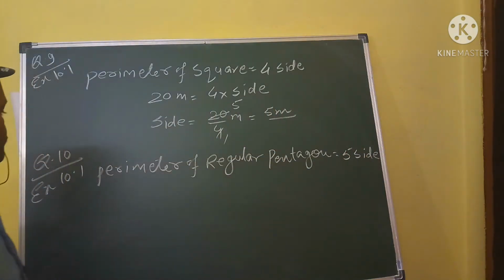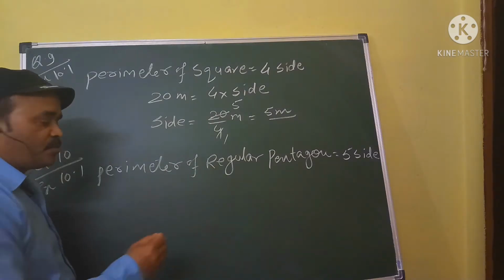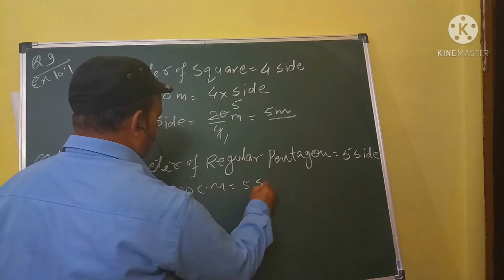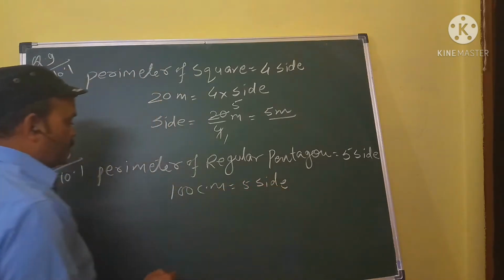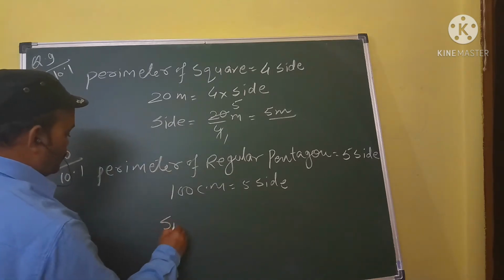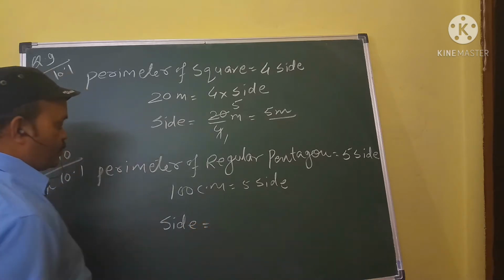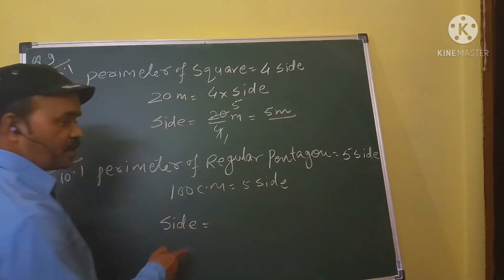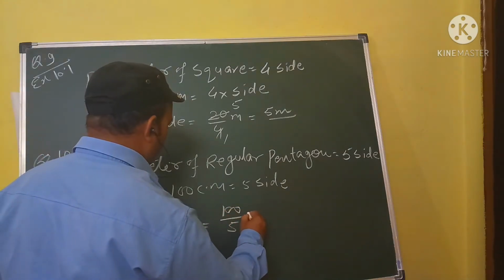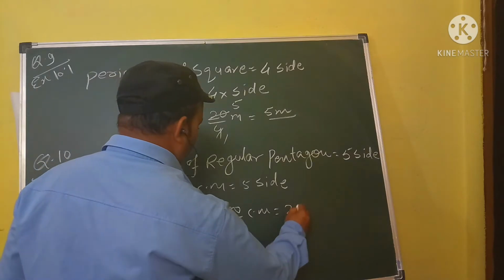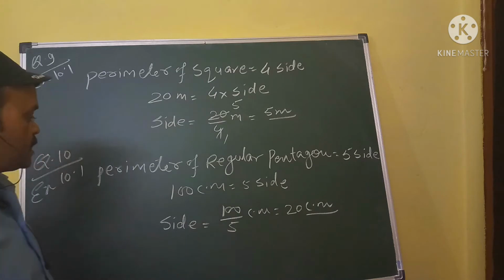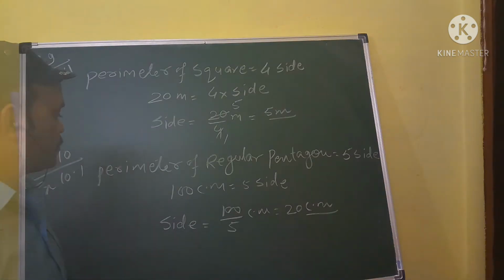Now in this question, the perimeter of the regular pentagon is 100 centimeter, and 100 centimeter is equal to 5 into side. Therefore, each side of the regular pentagon is 100 upon 5. It will give you 20 centimeter. 20 centimeter is each side of the regular pentagon.